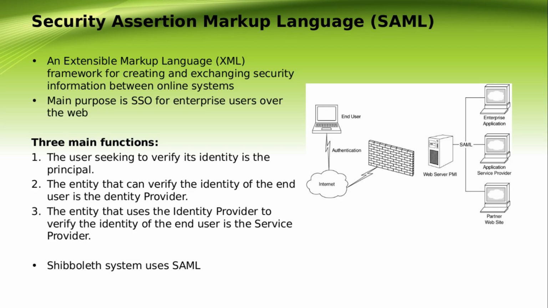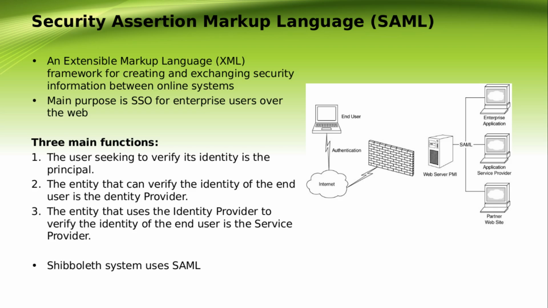Authentication assertions validate the user identity. Attribute assertions contain information about the users, and authorization assertions identify what the user is authorized to do. So the main purpose of SAML is single sign-on for enterprise users. The SAML framework defines three main functions.